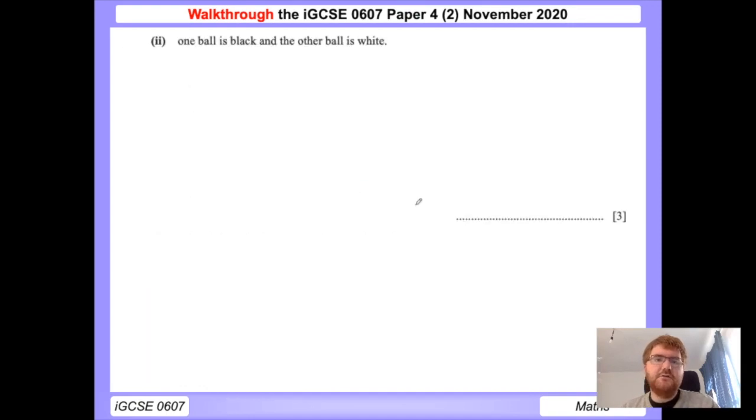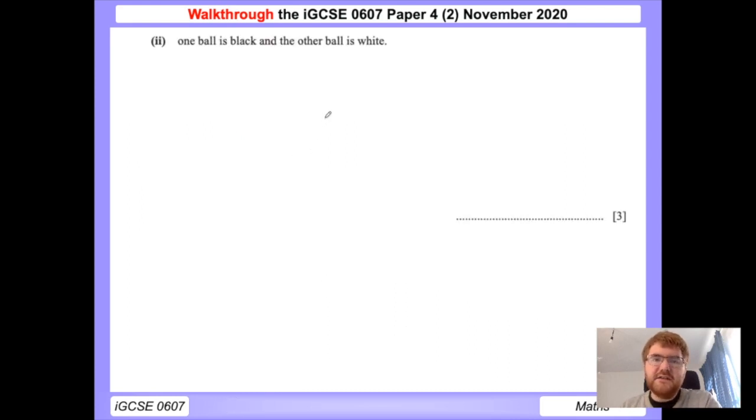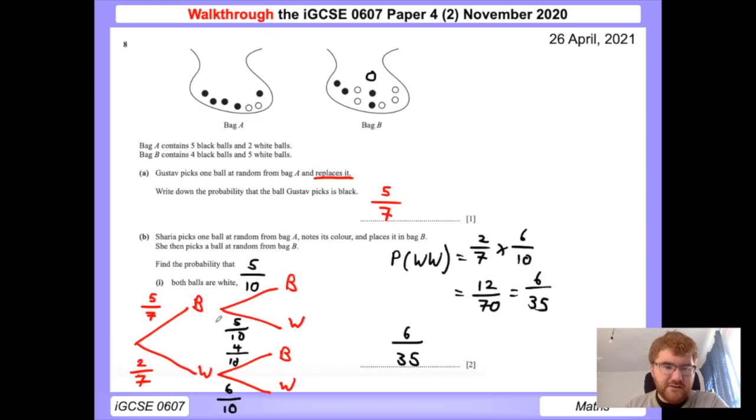Notice for the next question, one ball is black and the other ball is white. I've done a lot of the hard work here, okay? And it doesn't matter what order this is in as far as I can tell. So one ball is black and the other ball is white. So we're looking for the probability of white-black and the probability of black-white, and then we take each probability and add them together. So let's work this out.